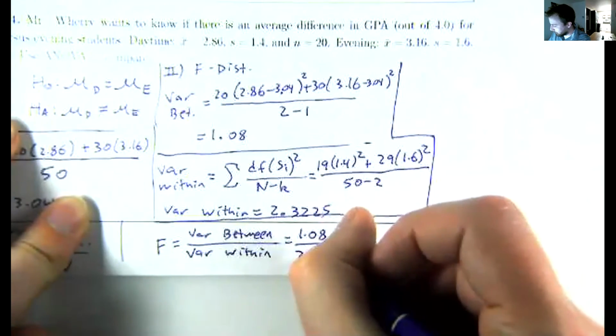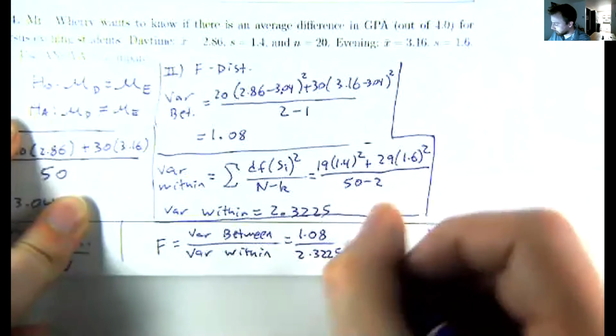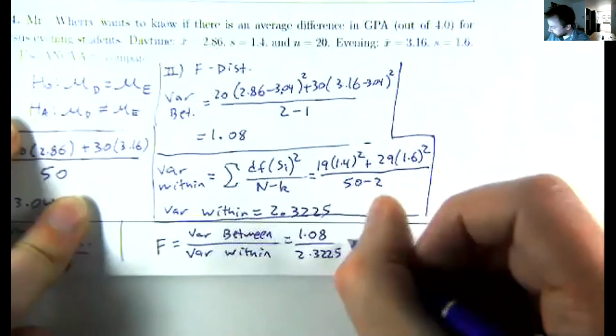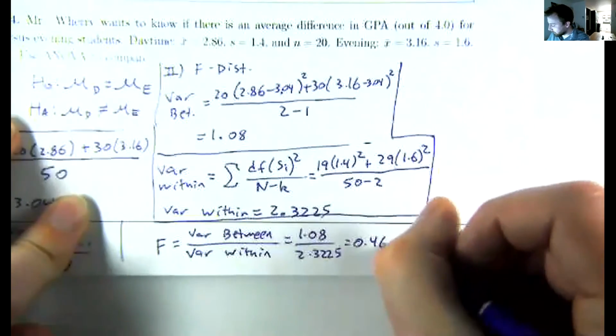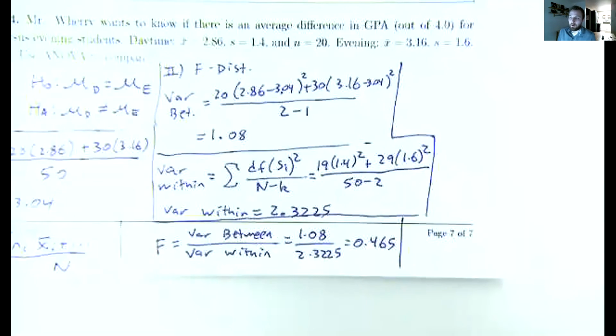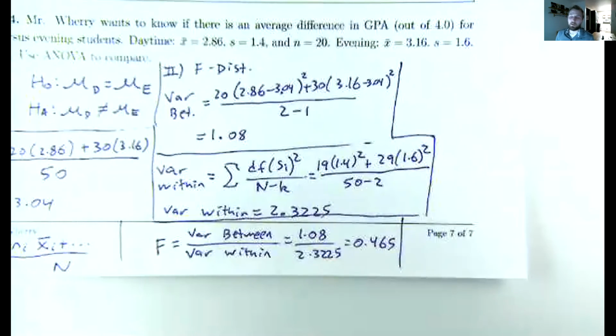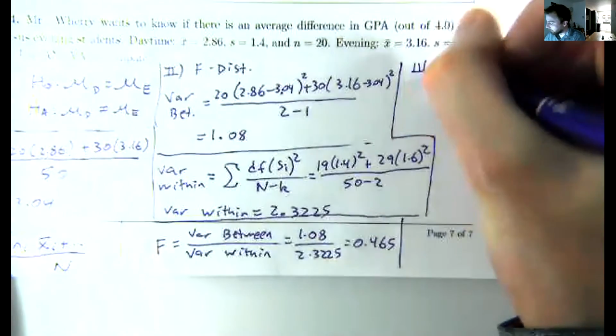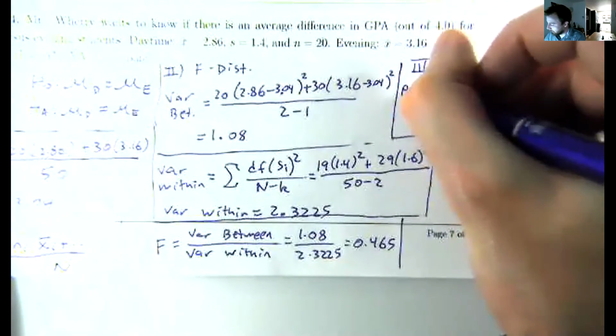1.08 over 2.3225. I'm wondering roughly how much have I taken. And I've used up roughly 46.5% of my variation. I've not used all of my variation left. I still have stuff to spare. So when I find this p-value, it's probably going to be fairly large.